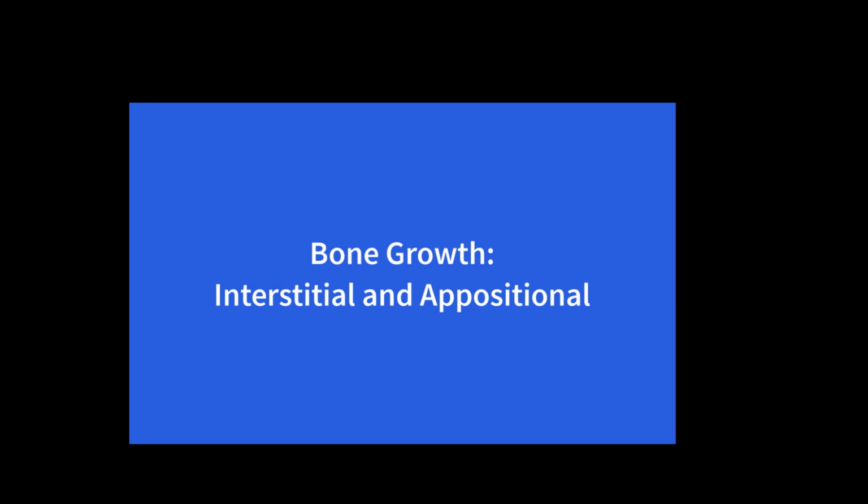Welcome back. Today we're going to be discussing bone growth. And there are two main types of bone growth. Interstitial growth, which is the growth in length of the bones, and that happens during childhood and adolescence. And appositional growth, which is the growth in width of the bones. And that's going to happen also somewhat during childhood and adolescence, but also throughout the rest of life.